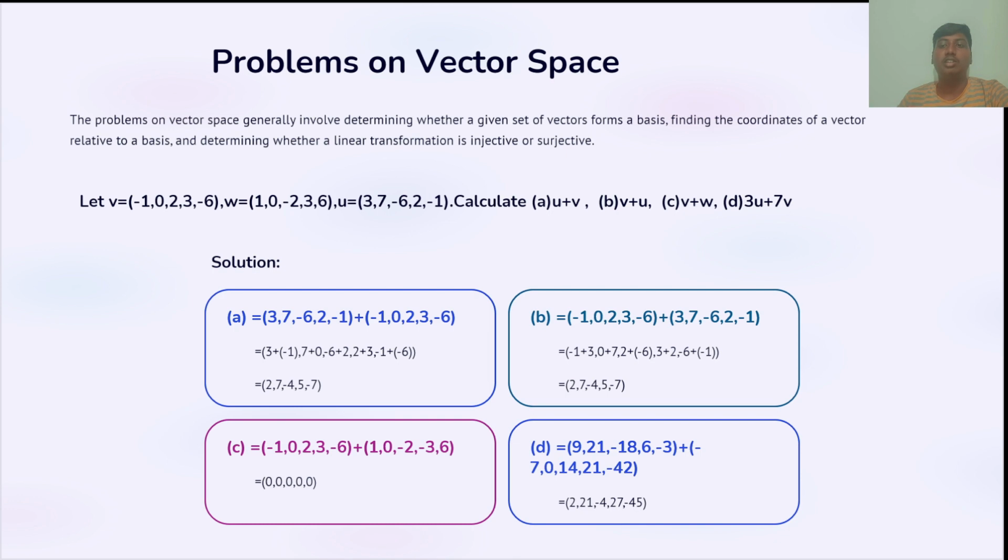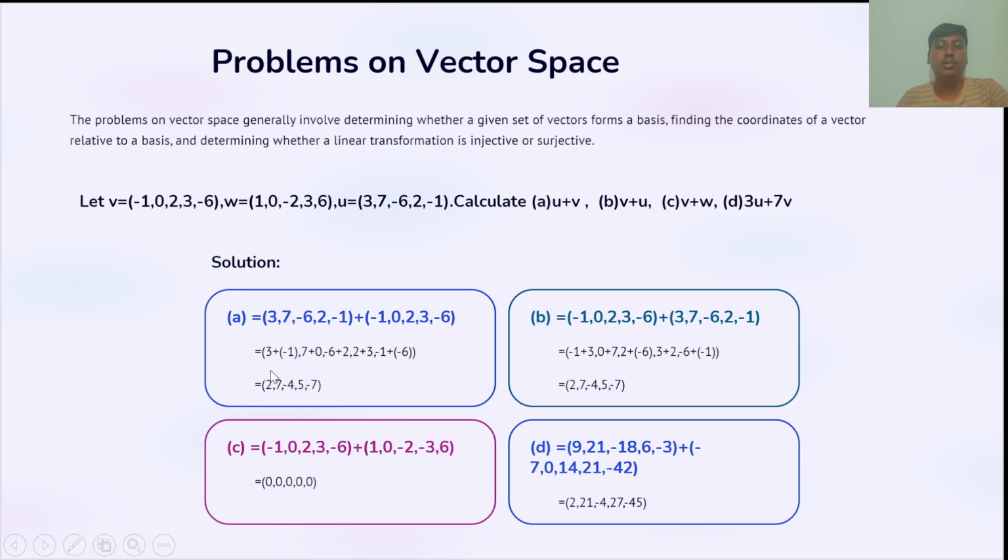So A, the question asked is U plus V. So the set U consists of 3, 7, -6, 2, -1, and set V consists of -1, 0, 2, 3, -6. So here it's represented as 3, 7, -6, 2, -1 plus -1, 0, 2, 3, -6.